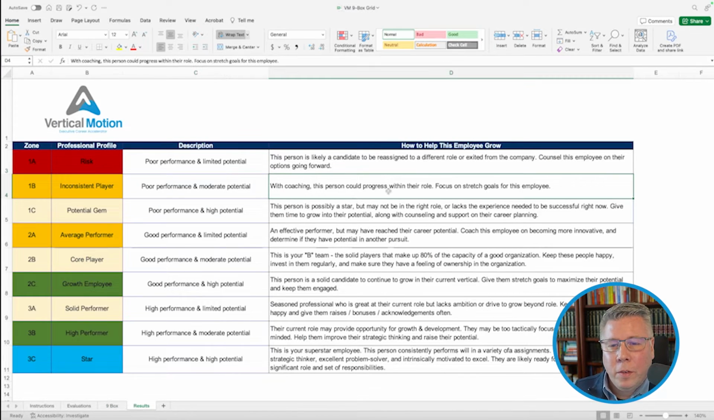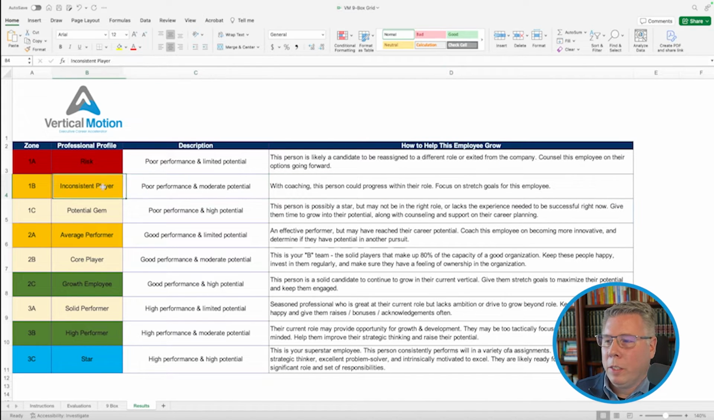someone that could progress with focus on their role. So focus on stretch goals for this employee and try to help this employee see how they can get better, so that they can move their poor performance up to at least moderate performance. So poor performance and moderate potential, this is an inconsistent player.